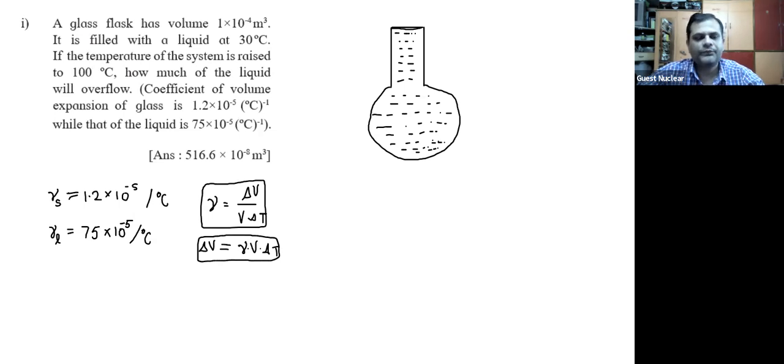Now we have to use this formula twice, once for the liquid and then for the solid. So let us try to find out the change in volume of the liquid. Instead of writing it in words, we can just denote it by symbols: delta V for L, the change in volume of the liquid. So it will be the gamma of liquid into the volume, which is the same for both, right?